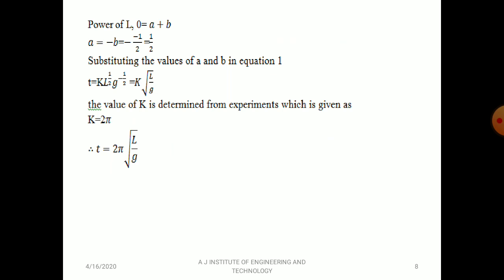But we know the value of b as minus 1 by 2. So we can get the expression by rearranging: a equal to minus b. We know the value of b, so a equal to minus b, that is equal to minus into minus 1 by 2. So that becomes 1 by 2.